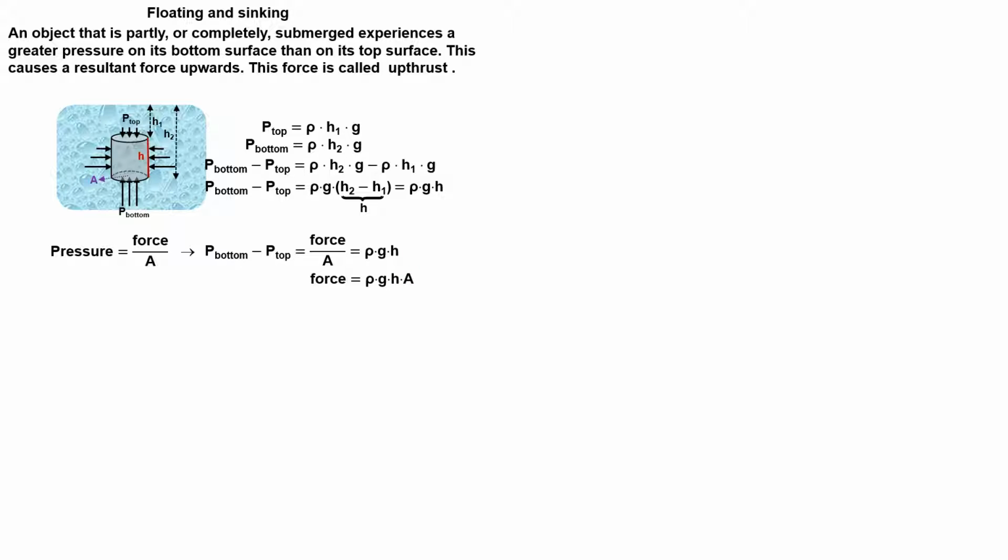Let's take stock of what we have now. Notice how the upthrust only depends on the density of the fluid in which the object is submerged, the acceleration due to gravity, and the volume of the body. This difference in pressure creates a resultant force upwards called upthrust.